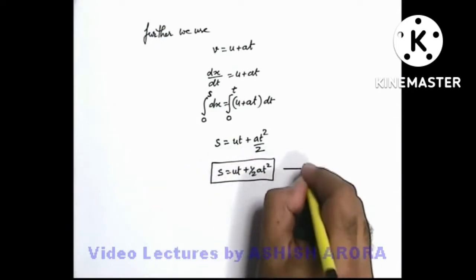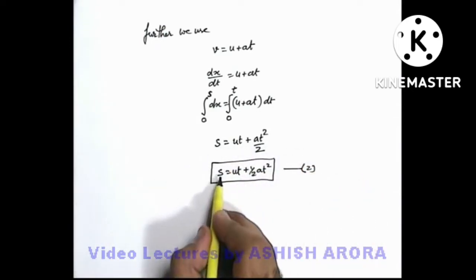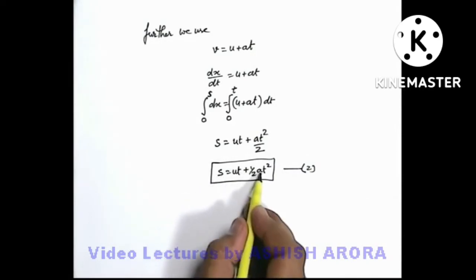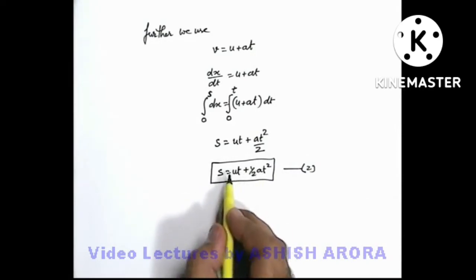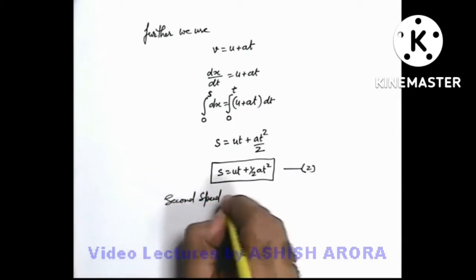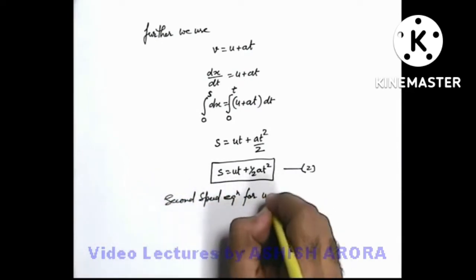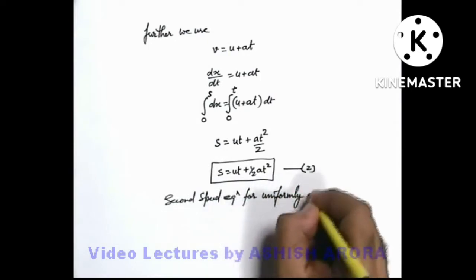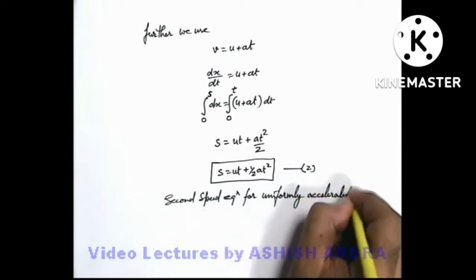This equation, which is equation number 2, gives us the displacement covered by the particle in a time t if it is moving at constant acceleration a and with initial velocity u. This equation we term as the second speed equation for uniformly accelerated motion.